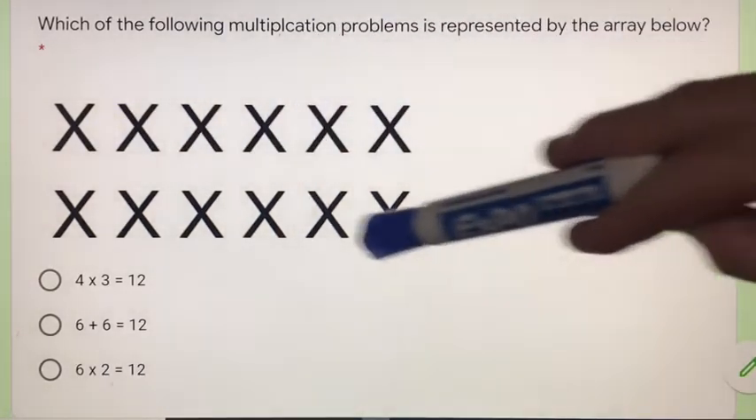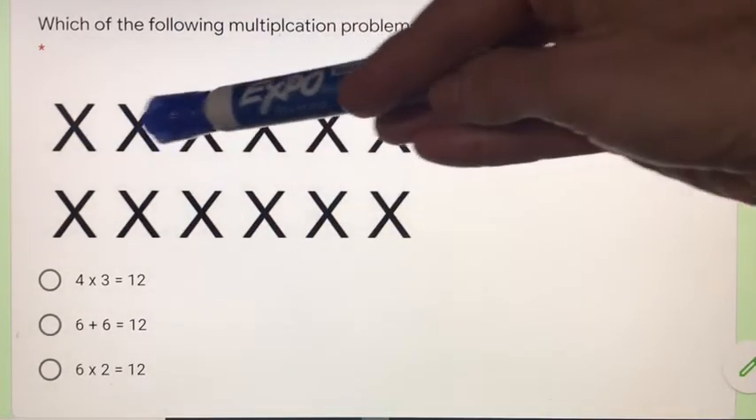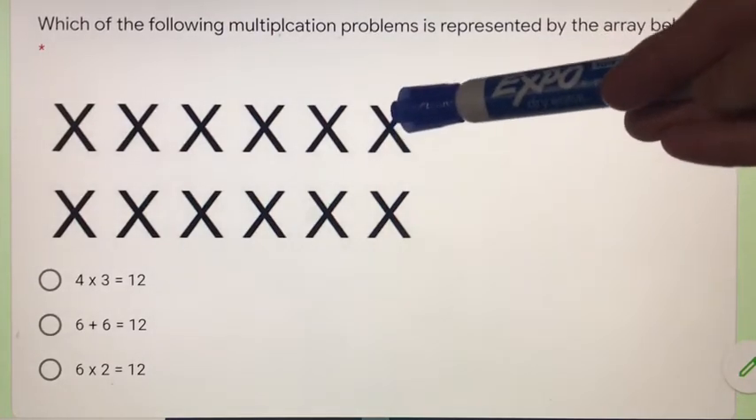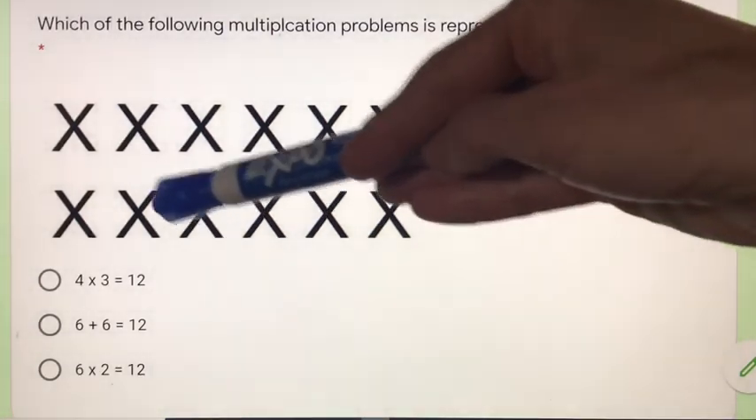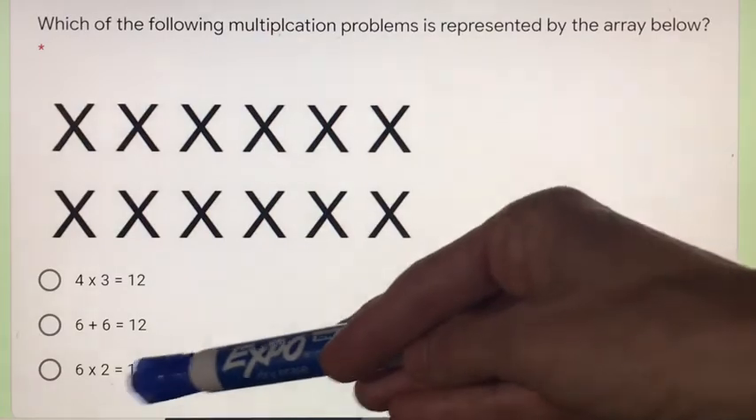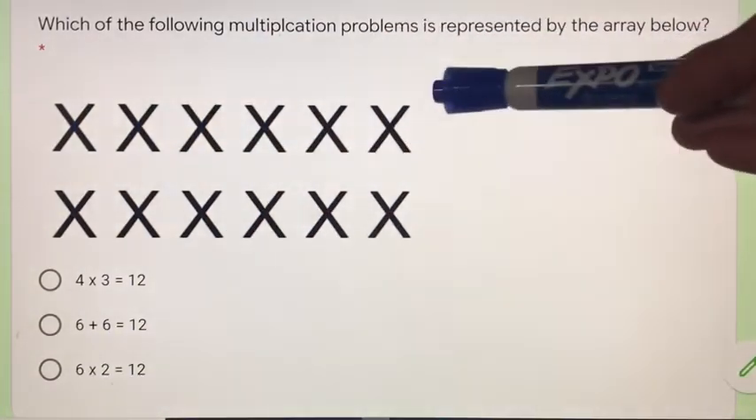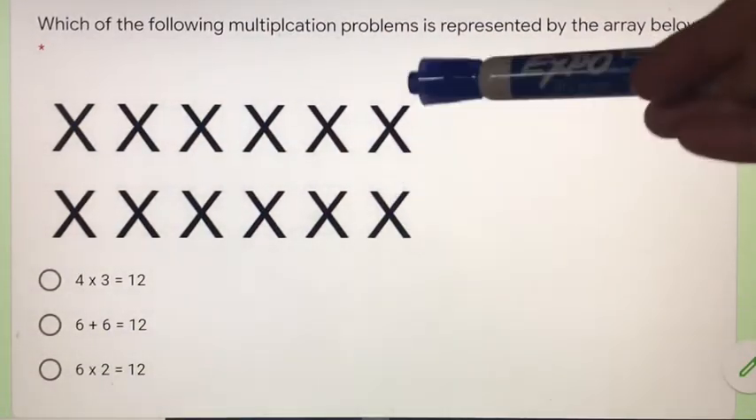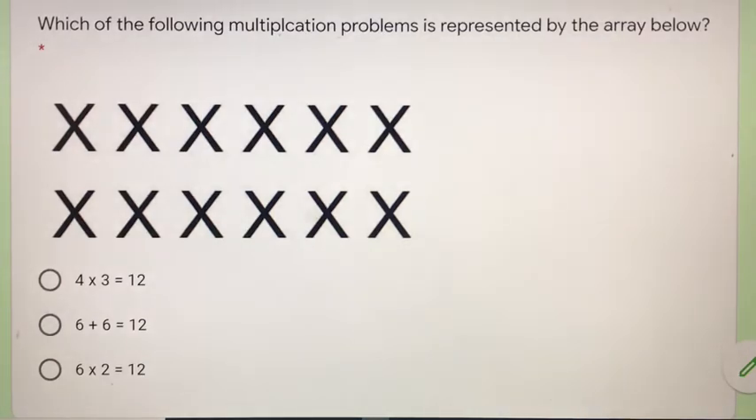Also, how many total x's? Well, if I have 1, 2, 3, 4, 5, 6, 7, 8, 9, 10, 11, 12. So right there, that's a 6 by 2 or 2 by 6 array, and I have 12 total x's.